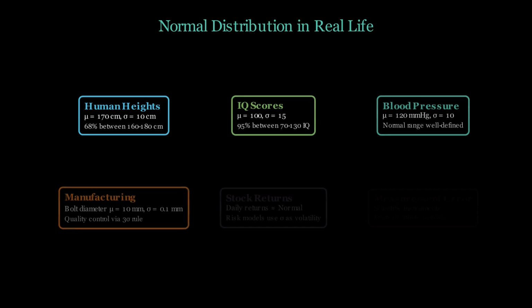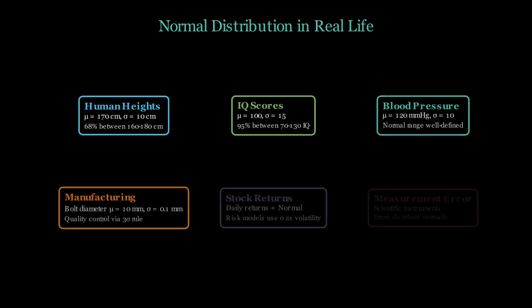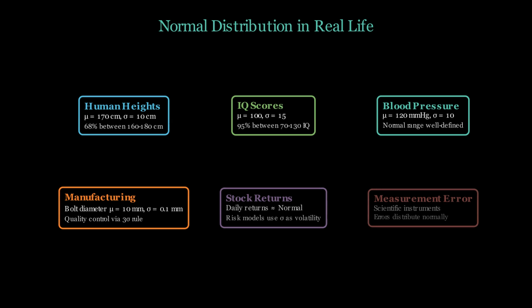In manufacturing, the diameters of machined parts follow a normal distribution, enabling statistical quality control. Daily stock returns are approximately normally distributed. Sigma becomes the financial measure of risk called volatility. And in science, measurement errors from instruments are nearly always normally distributed due to many independent small error sources combining.